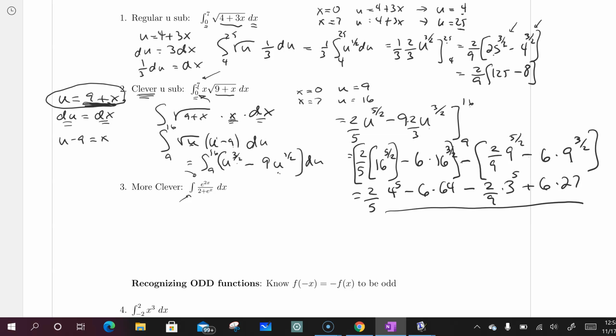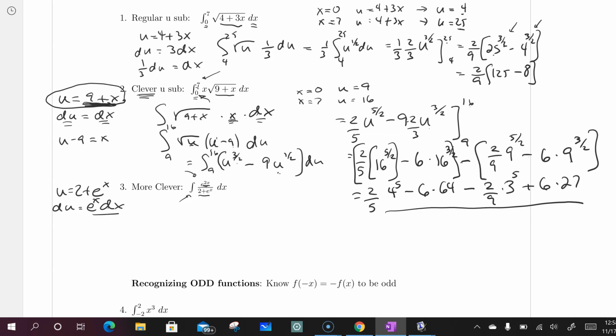All right, so this one here, I'm looking at this e to the 2x in the numerator. Something different is going to happen here. Here, I'm going to let u equal 2 plus e to the x. The denominator, because there's no really inside function, so I'm going to use the denominator as the inside. Okay, so let's see what happens when I take the derivative. So the derivative is e to the x dx.